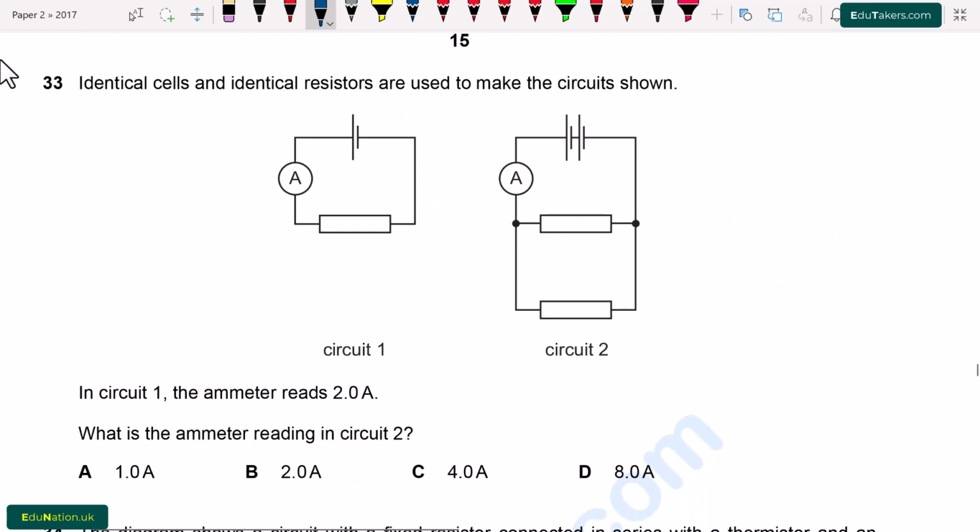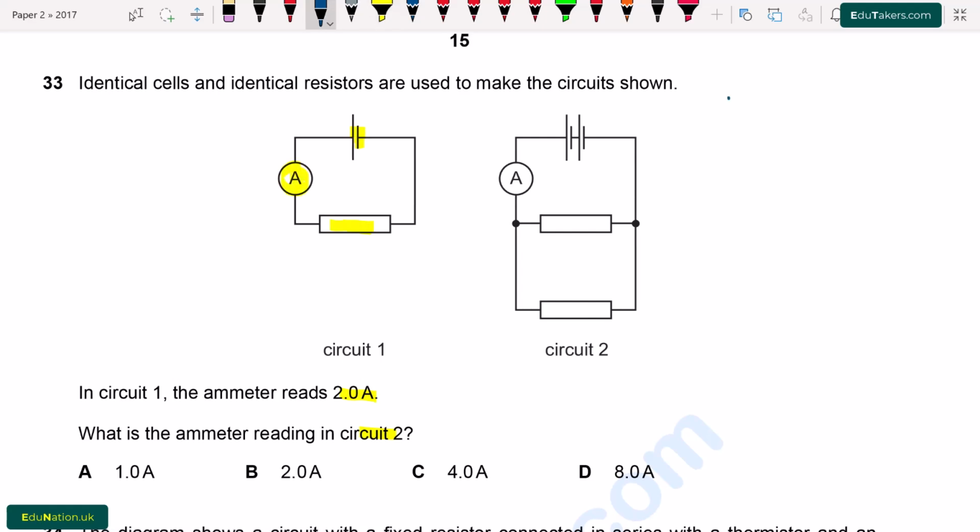Question number 33. Identical cells and identical resistors are used to make the circuit shown. In circuit 1, the ammeter reads 2.0 ampere. What is the ammeter reading in circuit 2? So here we have to find out the value of the current in circuit 2 that is read by the ammeter. First of all, in the first circuit we can see that there is a cell and a single resistor. Ammeter is used for the measurement of the current.